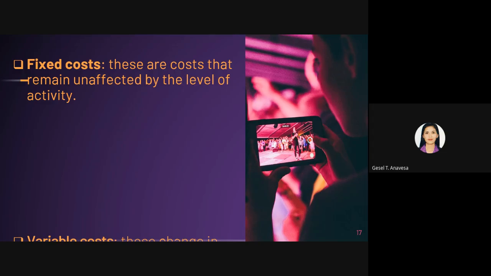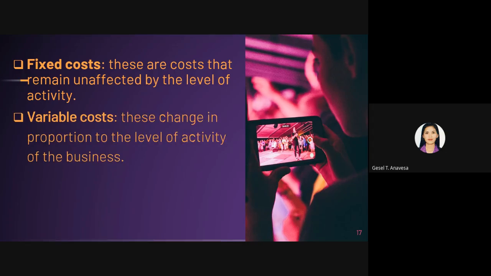Second is variable cost. So this changes in proportion to the level of activity of the business. So the most obvious example is food cost in the case of a restaurant. Okay, if the number of covers increases by 50%, then food cost will increase in direct proportion. This means that we have to assume that the cost per portion remains constant, and each additional cover served will create a linear increase in the cost of sales.